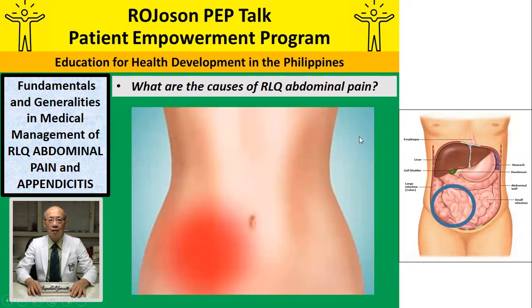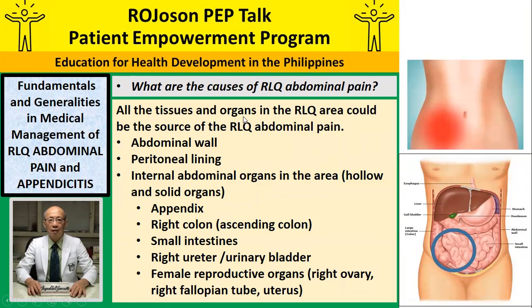The next topic will be, what are the causes of the right lower quadrant pain? As I said, all tissues and organs in the right lower quadrant area could be the source of the right lower quadrant abdominal pain. Peritoneal wall, peritoneal lining, internal organs in the area, both hollow and solid organs. So such as the appendix, the right colon, the so-called ascending colon here, or the cecum here, and then the small intestines, the right ureter, which is hidden here at the back, the urinary bladder, still within the right lower quadrant, and then the female reproductive organs, like the right ovary, right fallopian tubes, and part of the uterus.